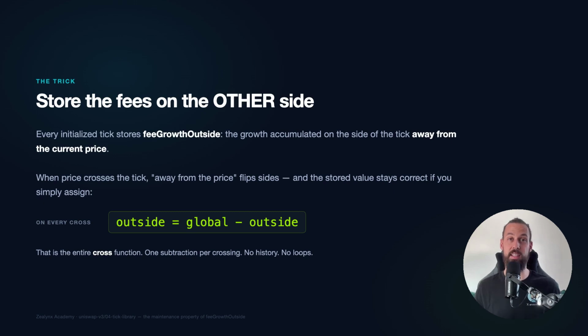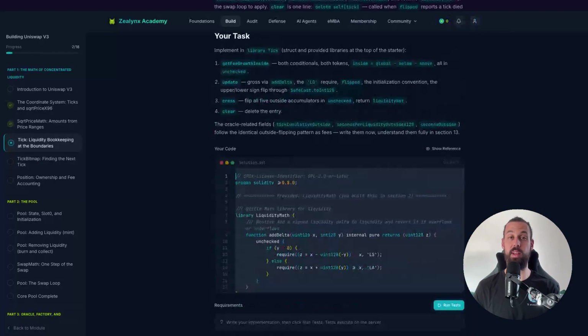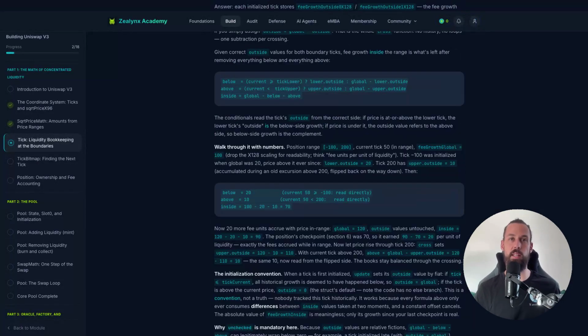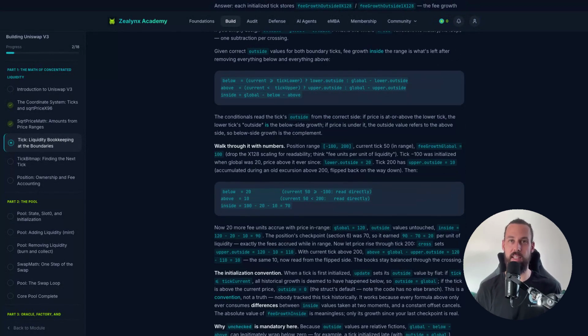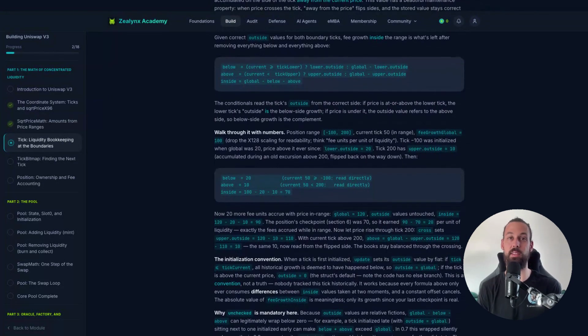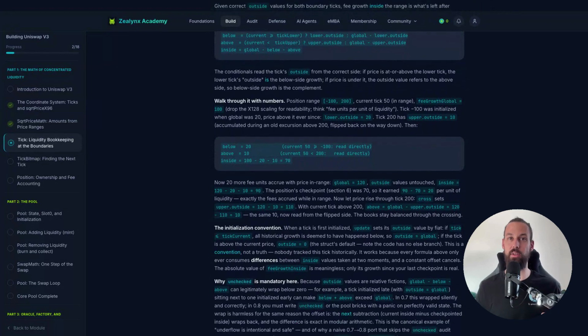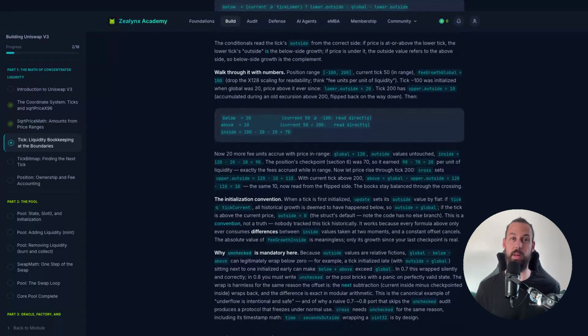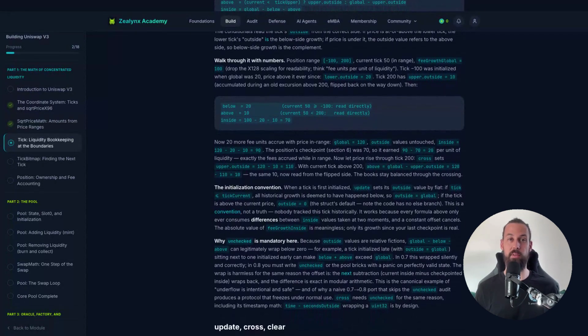Every initialized tick stores a value called fee growth outside. It's the fee growth accumulated on the side of the tick away from the current price, and that value has a beautiful maintenance property. When the price crosses the tick, away from the price flips to the other side, and the stored value stays correct if you just assign outside equals global minus outside. That's it. That's the entire cross function.